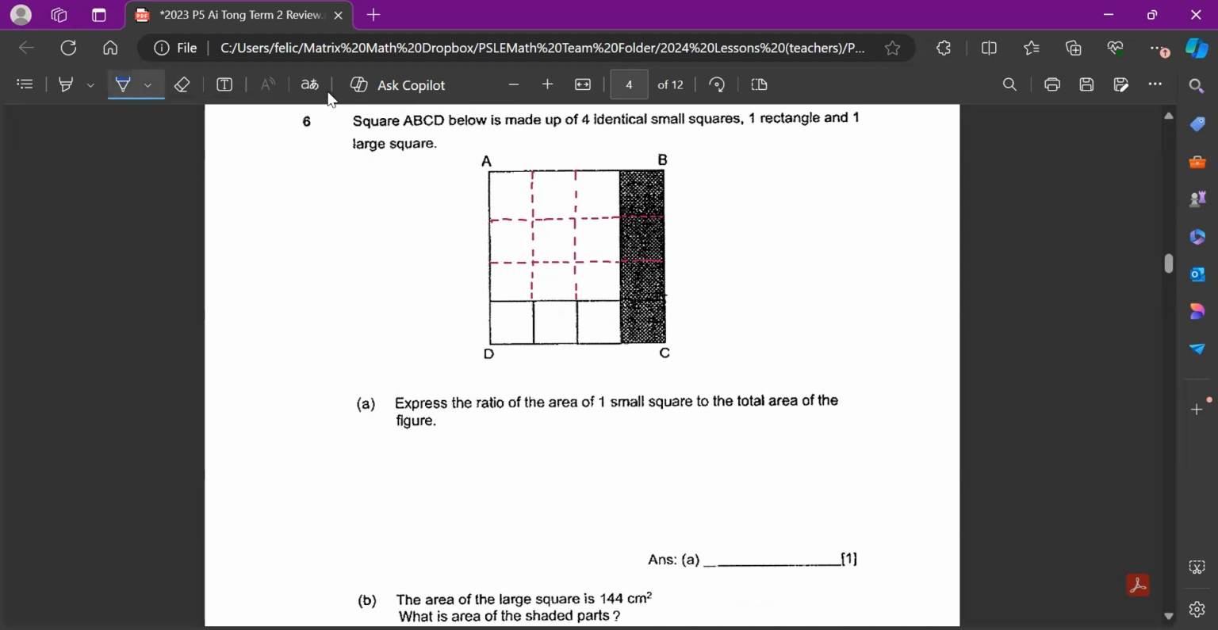Now, looking at the area of 1 small square to the total area, for 1 small square we treat this as 1 unit. For the total area, you just count how many small squares there are. So 4 rows of 4 squares, right? That will be 16. So it's actually a 1 to 16 ratio.